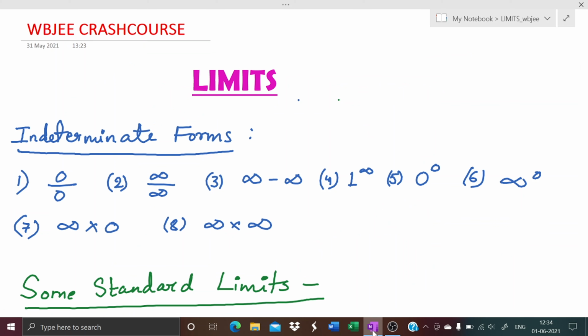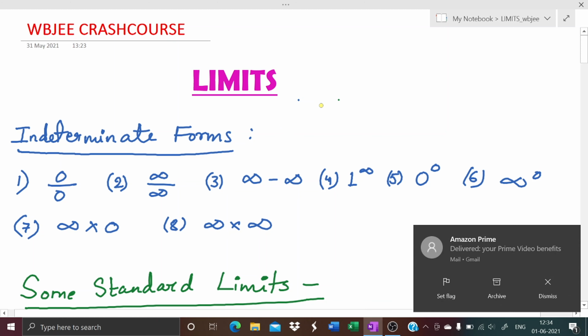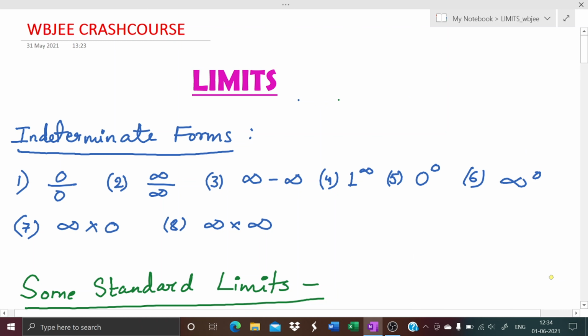Now we have completed functions and now we will start limits. So in theory there are a lot of things: what is a limit and how is a limit calculated, and all those things. But since this is a crash course, we will only discuss the important formulas which will be required for solving questions, and then we will solve the questions.